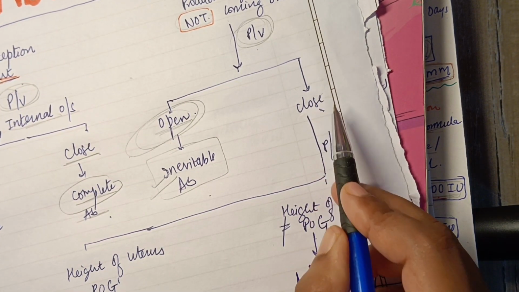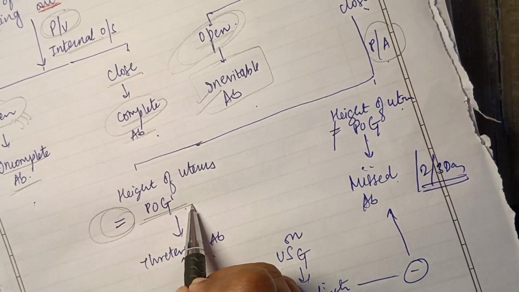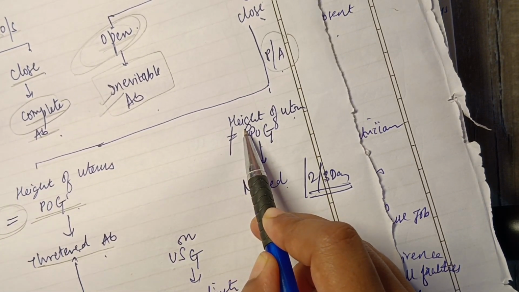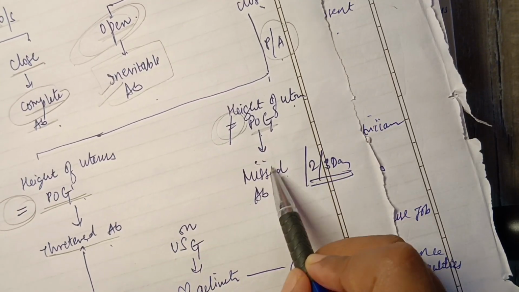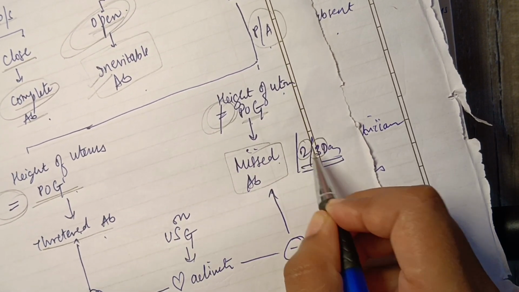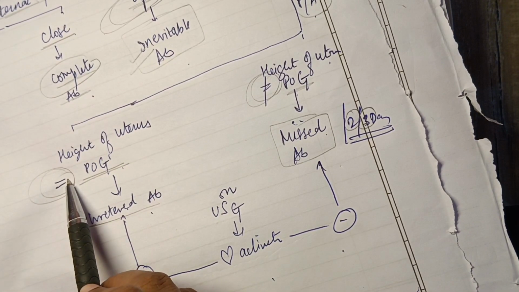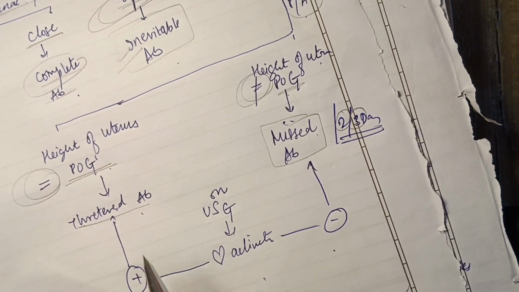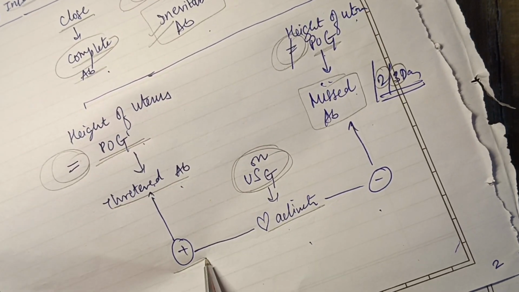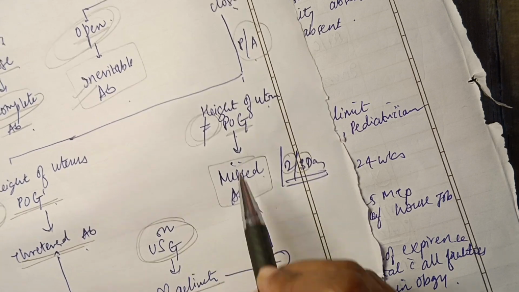If it is closed, we will check per abdomen. If the height of the uterus is equal to period of gestation, then it can be threatened abortion. And if the height of the uterus is not equal to period of gestation, then it will be a case of missed abortion. So if the patient comes on the second or third day with a complaint of bleeding in a case of missed abortion, the height of the uterus will be equal to POG. So how will you differentiate both? We will do USG. On USG, if the cardiac activity is present, then the case is threatened abortion. If the cardiac activity is absent, then it will be missed abortion.